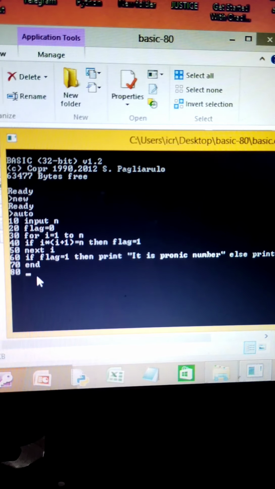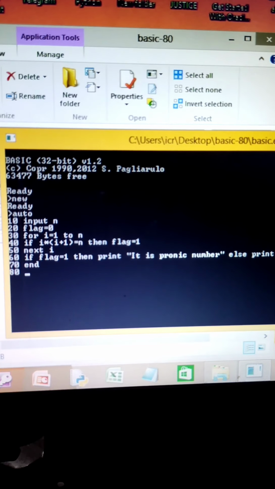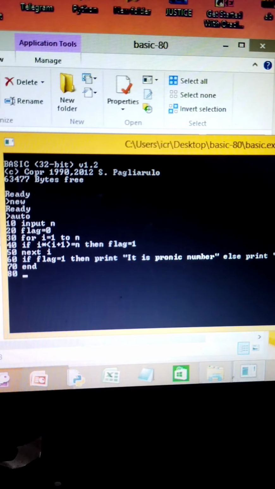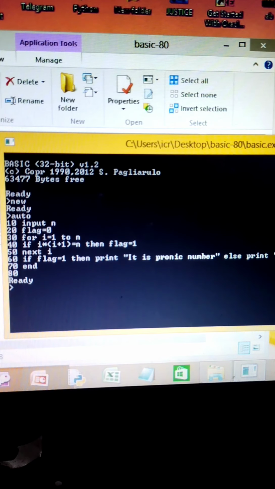So outside the loop we check if flag has turned out 1 at any stage, then print it is a pronic number, else print not pronic. Right? So let's run this program. I am giving 12 here and it says it is a pronic number. So any such number in which two consecutive numbers when multiplied together give you that number.